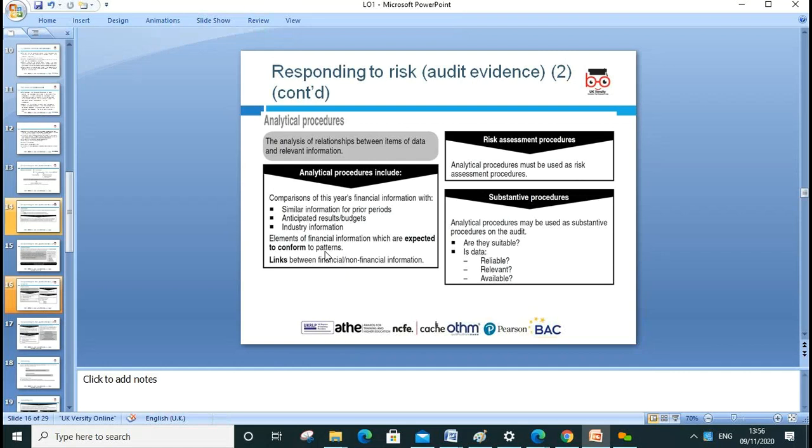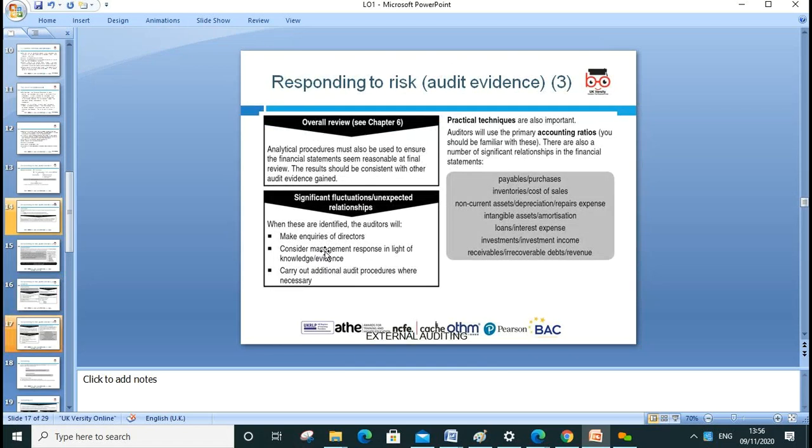Is the information given reliable? Is it relevant? Is it available? Does it help to minimize the risk or not? Okay, responding to the risk. You always face risk. A couple of approaches we'll go through.